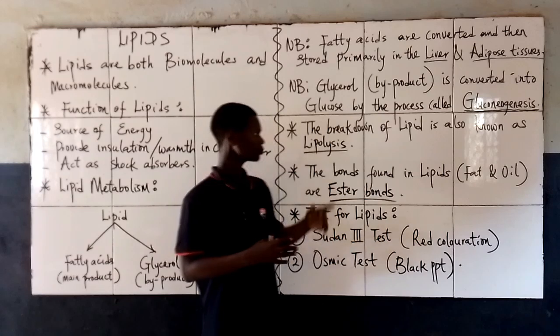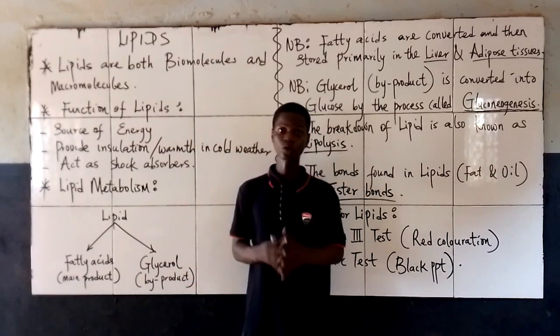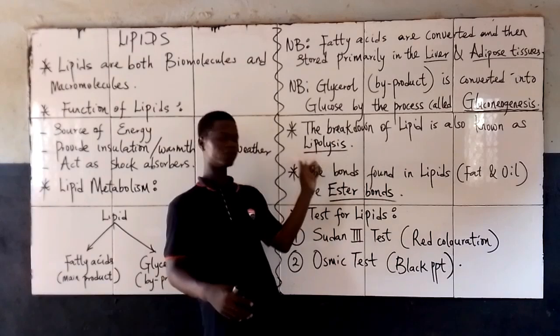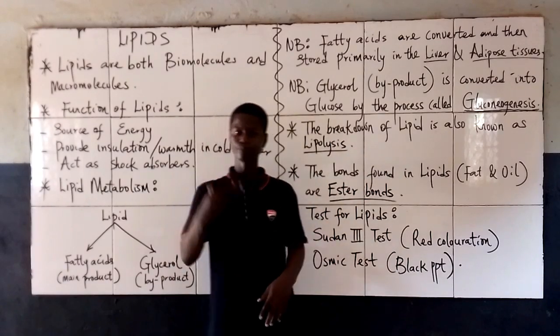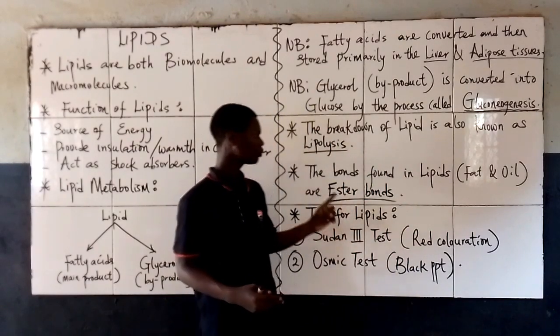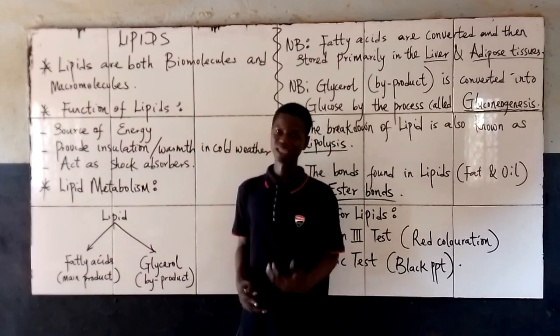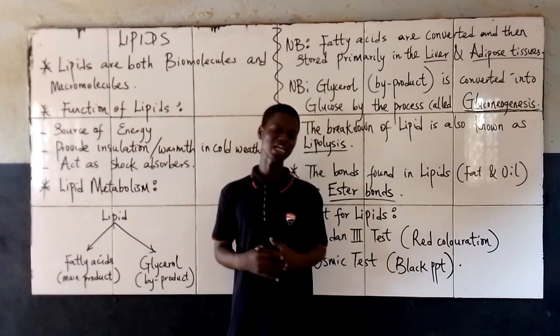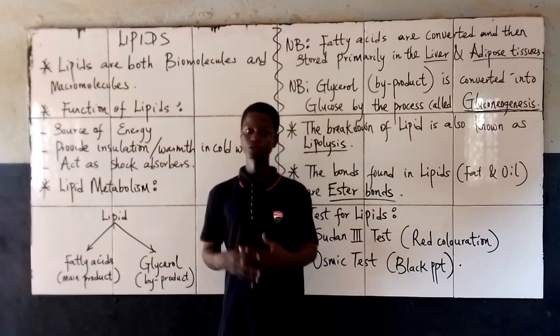So let's move on. The breakdown of lipids is also called lipolysis. Lipolysis, as the name implies, lysis of lipid. Lysis of lipid, that is the breakdown of what? Lipid. Next point, the bonds that are found in lipid are simply ester bonds. Ester bonds are the bonds that are found in lipid substances.